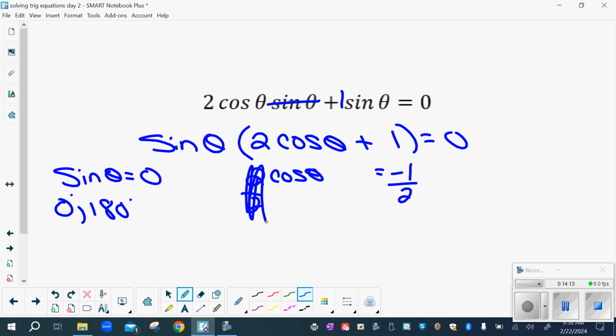And I think that's going to be 120. Is it 120? 120 and 240. Nice. 120, 240.